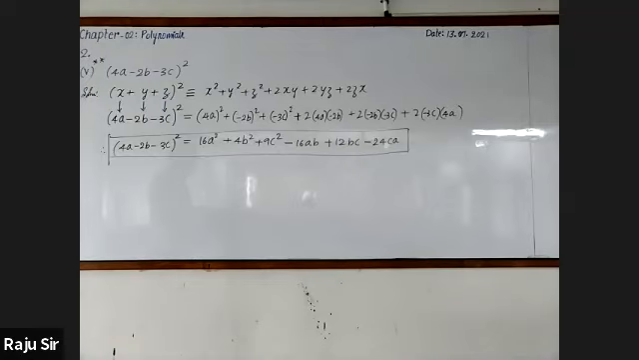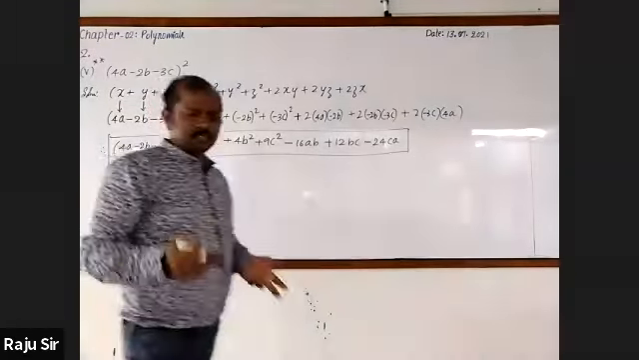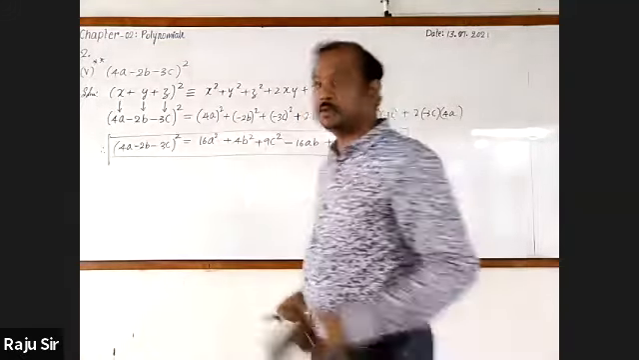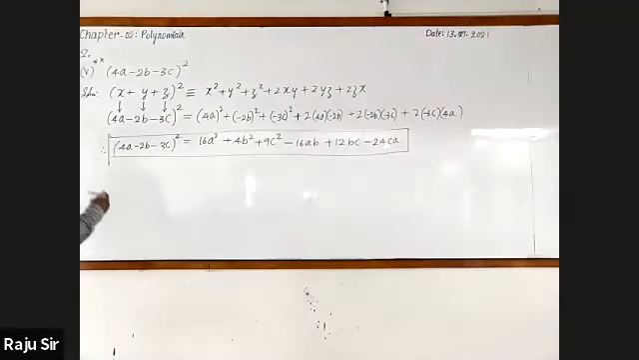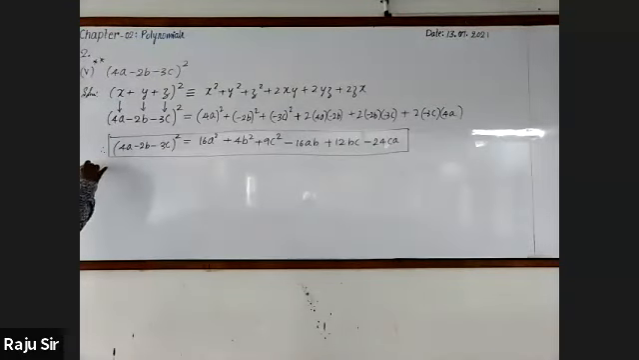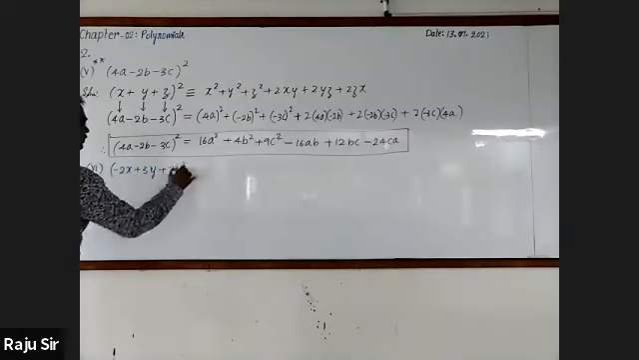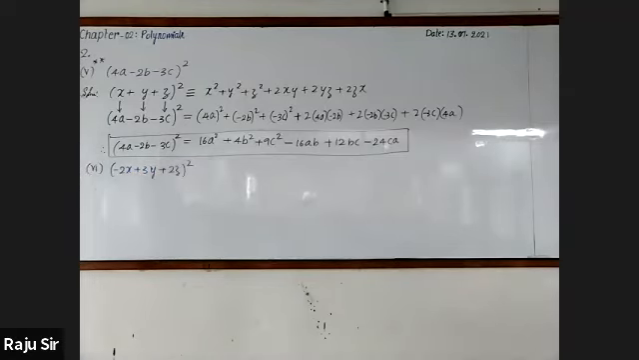Completed. Okay. Now I'm going to take another one, which is also related to the same idea. Sixth one. This is minus 2x plus 3y plus 2z whole square.